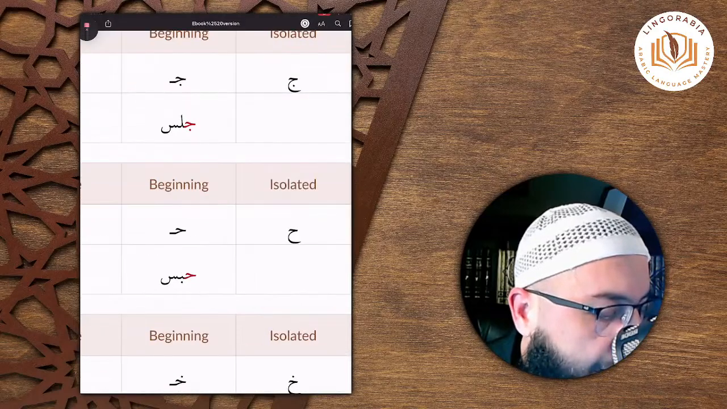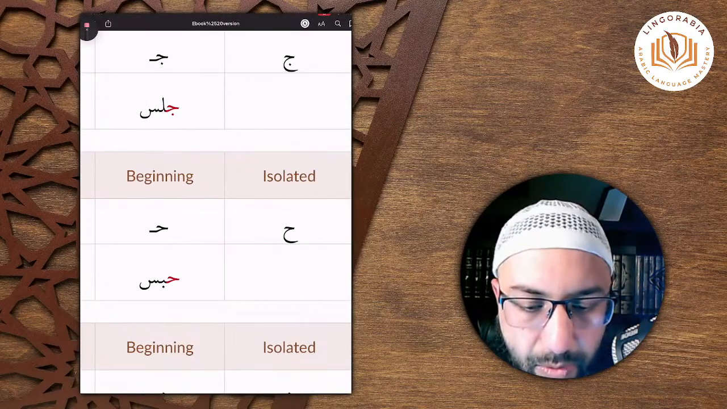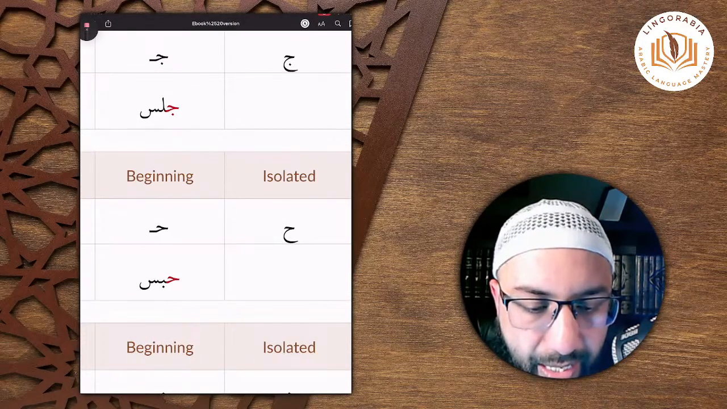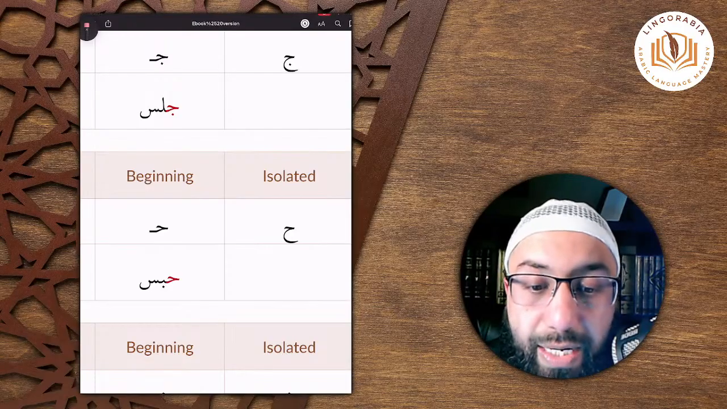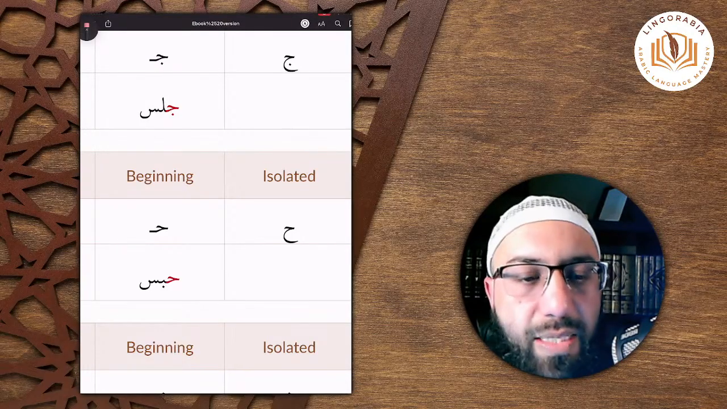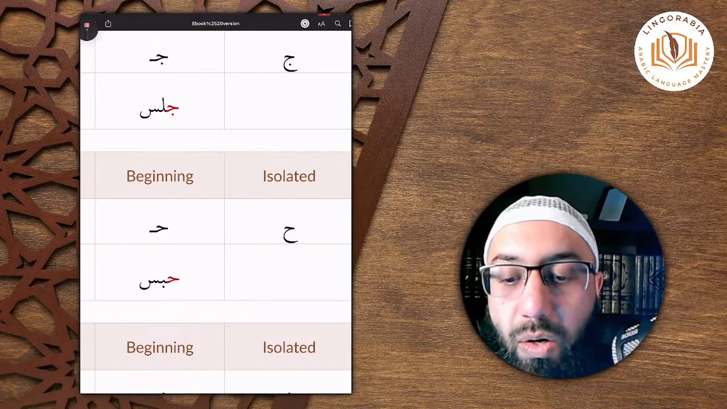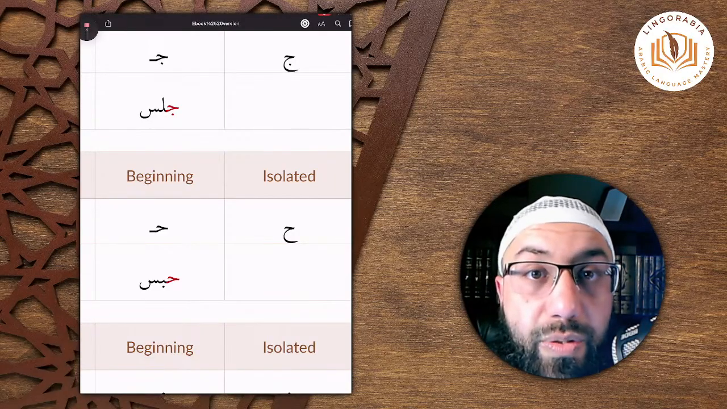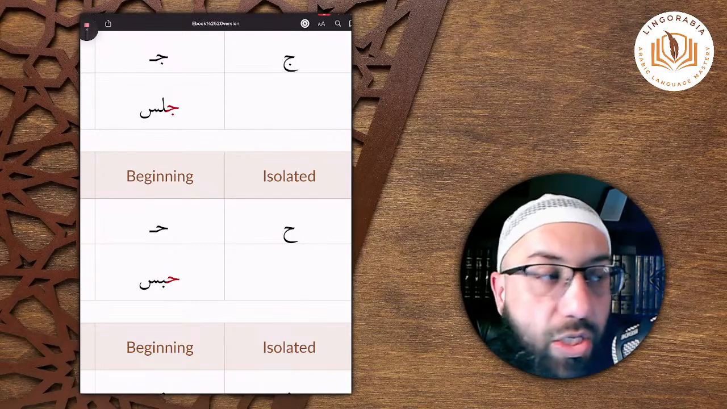The letter ha, guys. Okay, so the letter ha is similar to jim. There is no difference actually. The only thing is there is no dot with the jim. The ha doesn't come with a dot.